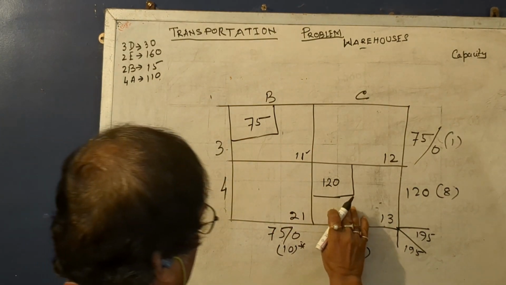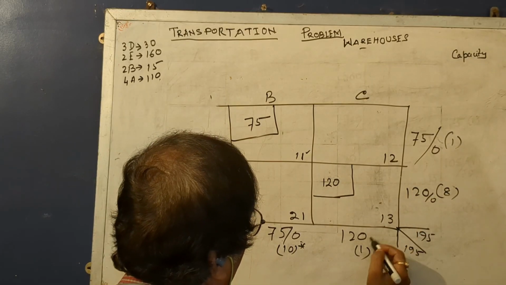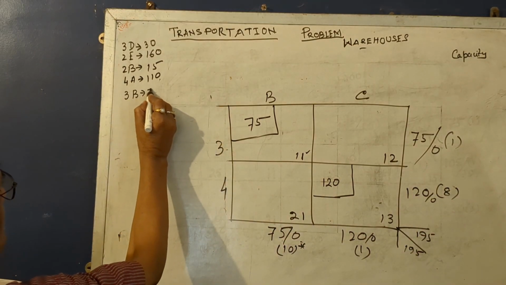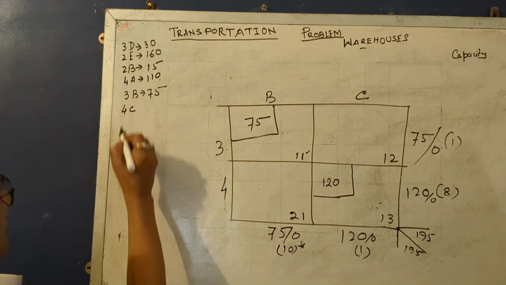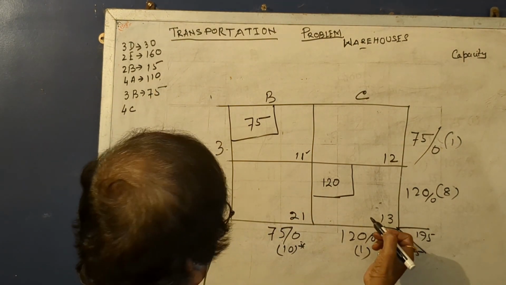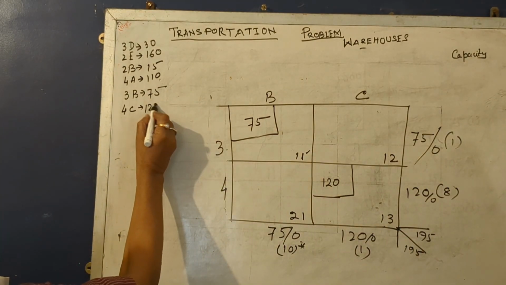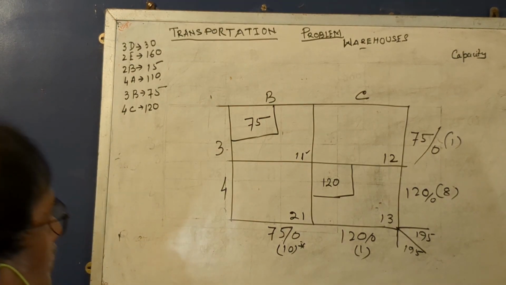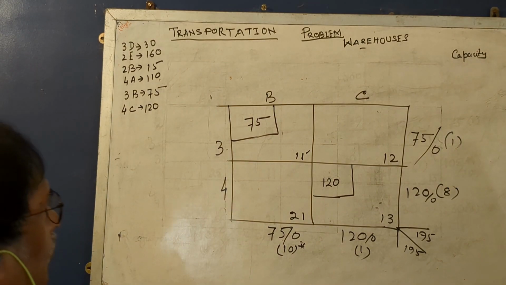Because the last element will be this, and 120 remains, and this. That's why this is also 0. What is the allocation? 3B will be 75, and this is 4C. 4C will be how much? 4C is 120. In this way, you will get the basic feasible solution by Ham method. This is the first step, and after that you have to apply the Modi method.